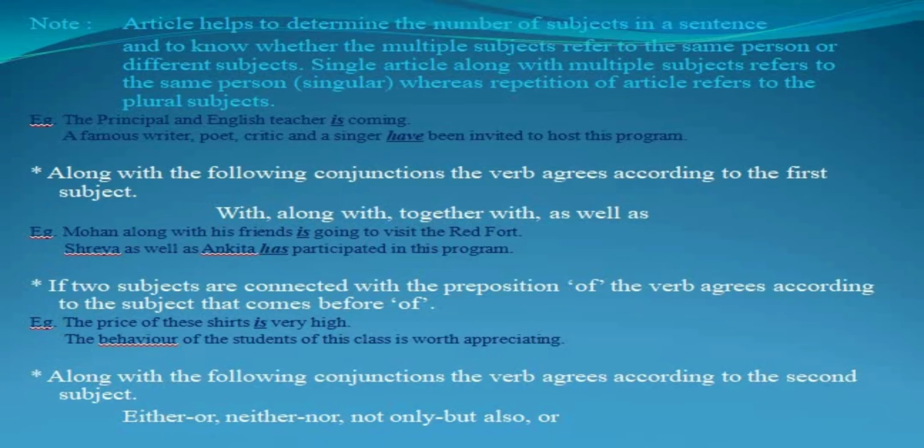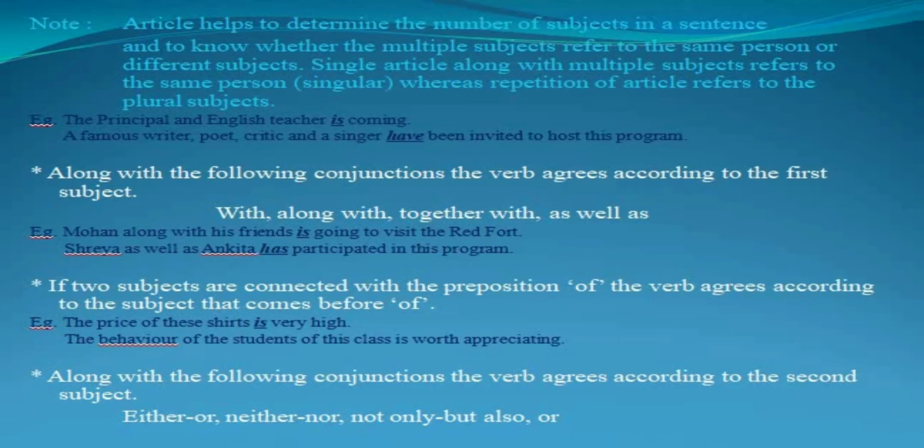But if each time a separate article is being given for all the subjects, then we use a plural verb. For example, the principal and English teacher is coming. So here in this sentence two subjects are there, principal and English teacher, and only once the article is being given. So this is the same person we are talking about in the sentence. The principal and English teacher is the same person because only once the article is being given.